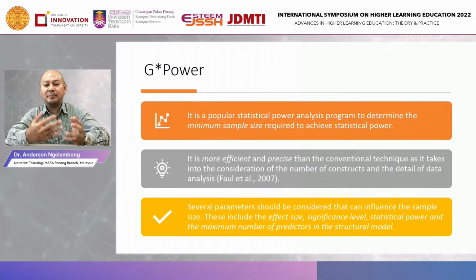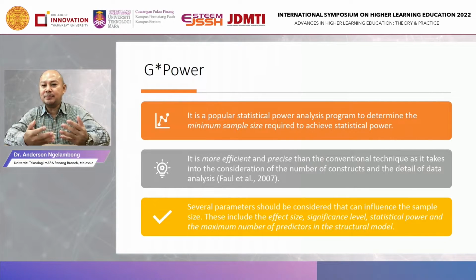So how many independent variables are going towards the dependent variable? You have the arrow. If you draw your research model, you have this arrow. So how many arrows are there? That is the maximum number of constructs. If you have that, you can use G power, and the details of the data analysis.